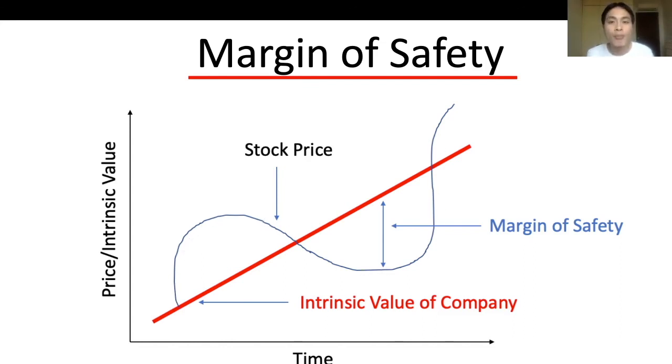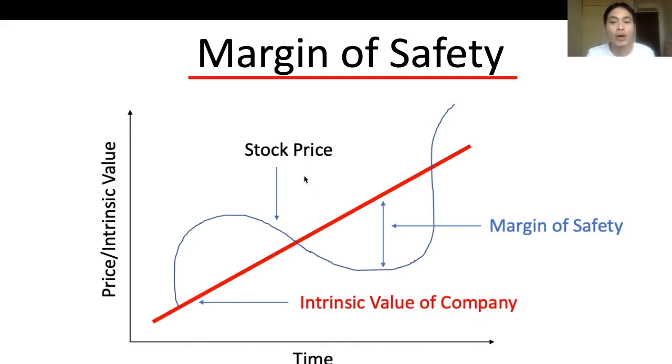So the reason why stock price is more volatile than the intrinsic value of a company is because in the short run, stock prices are driven by emotions. And that is why in the short run, stock prices tend to fluctuate and remain far away from its intrinsic value. But in the long run, the stock price tends to move back to its intrinsic value.